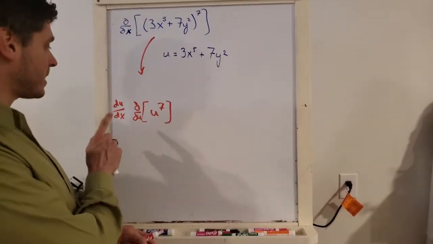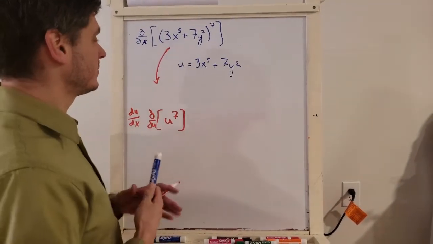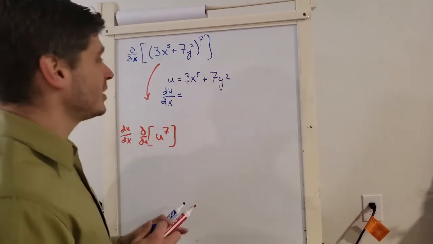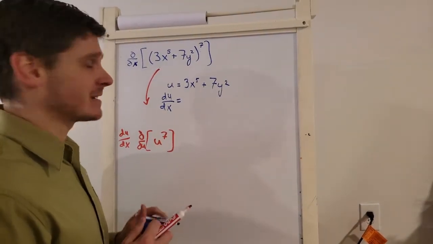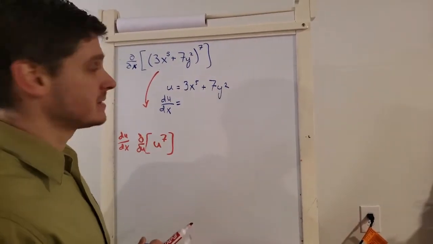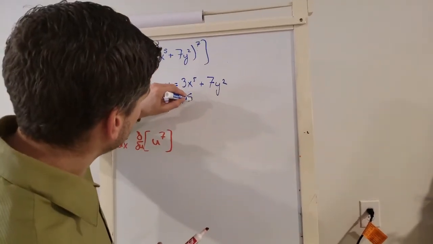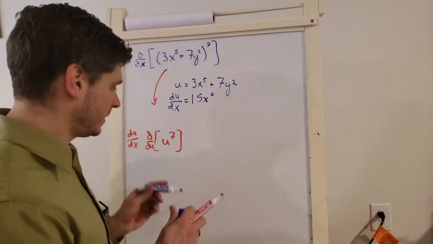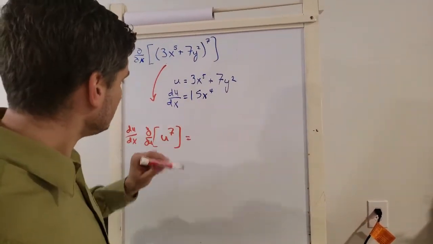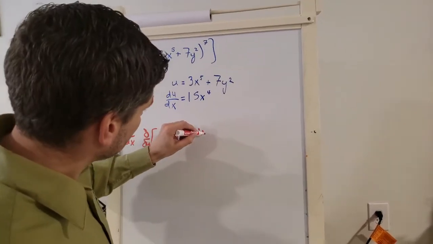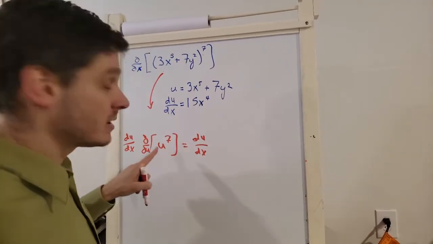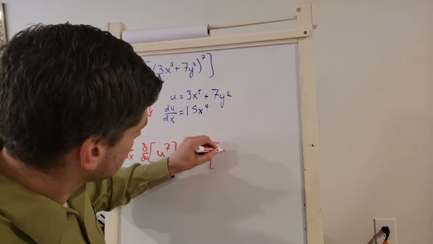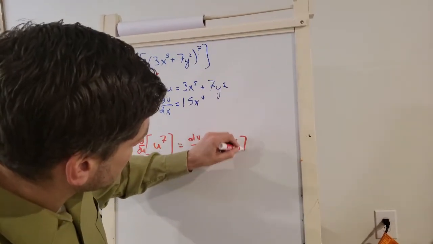Either way, when we come back to the problem, well, I need a du dx this time. Well, here's my u. I need to find my du dx. So now I'm finding the derivative of u with respect to x. So the derivative of 3x to the 5th is 15x to the 4th, and then my 7y squared, well, that's a constant. That completely goes away. So, when I take my derivative, I have my du dx. The derivative of u to the 7th with respect to u is 7u to the 6th.